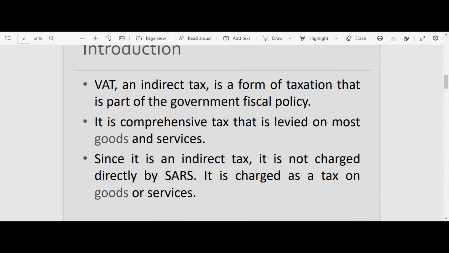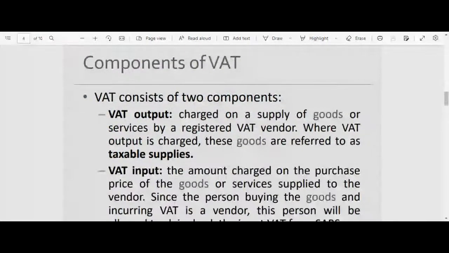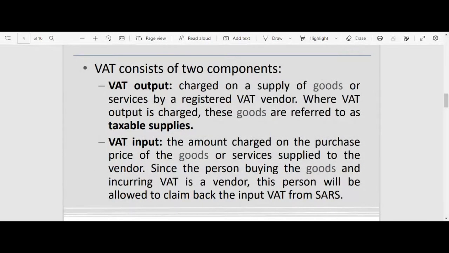And then, just as we've discussed earlier, because it's an indirect tax, we as individuals haven't got an account for value-added tax at the Revenue Service. Only the vendors, the businesses who are registered vendors for value added tax purposes, have accounts there at the Revenue Service. Okay, then that consists of two components, and especially from the point of view of recording this, this is important for us. So we must really know exactly what this is, ladies and gentlemen.